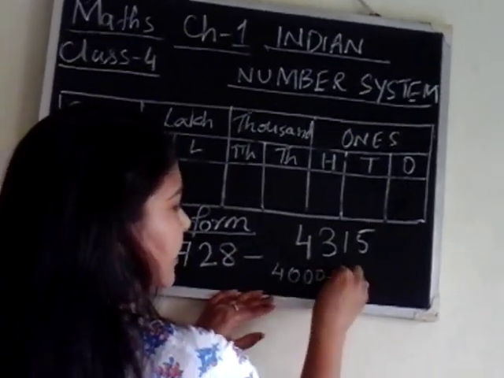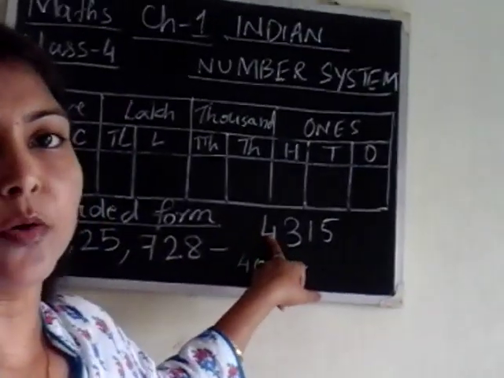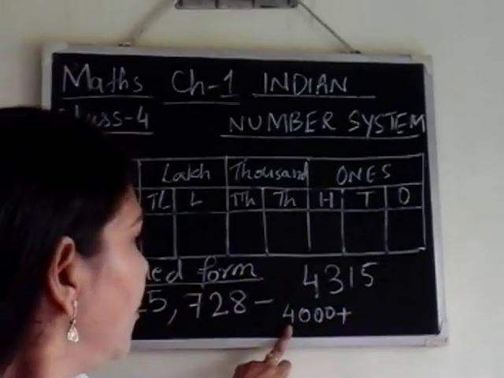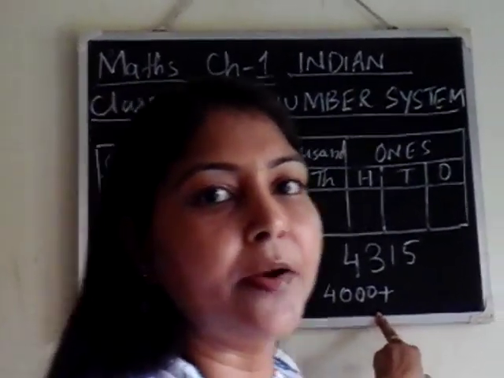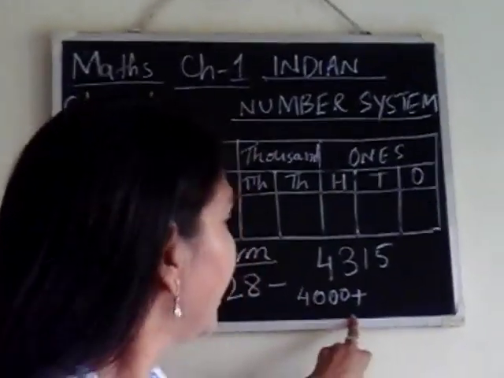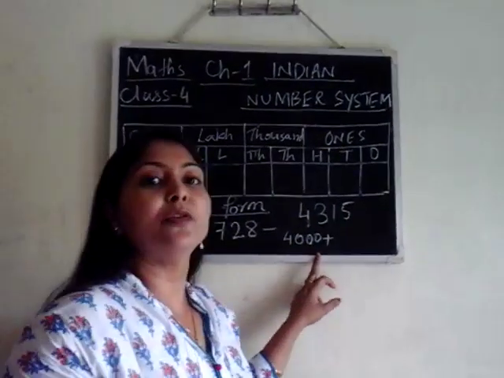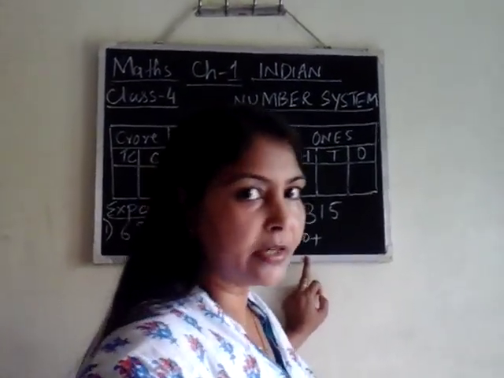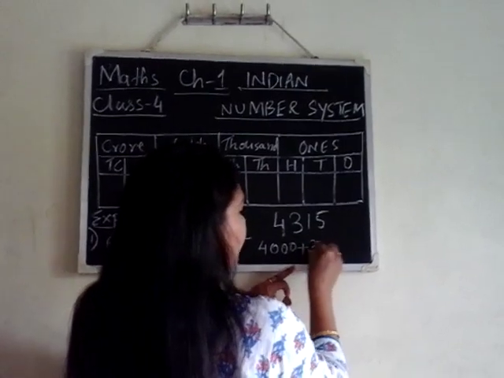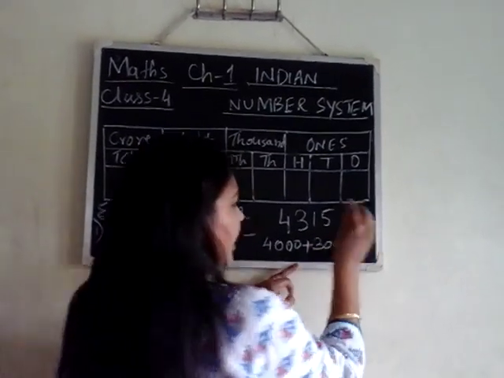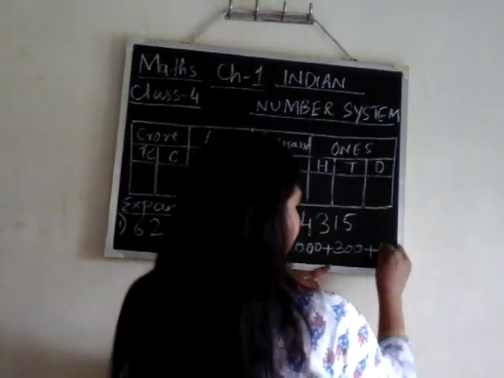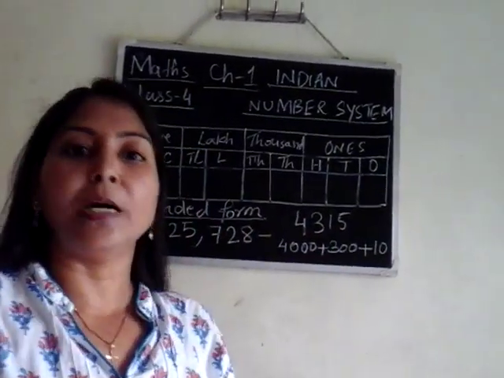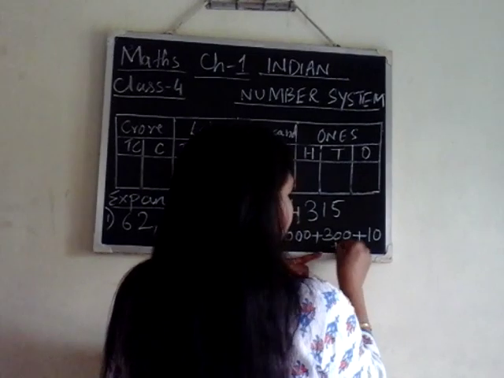4000. Since 4 is in thousands place, so I will write 4 first digit, and then for 1000 I am going to write 3 digits, right? Then 3 is in which place value? It is in hundreds place. So plus 300. 1 is in tens place, plus 10, and 5 is in ones place, plus 5.